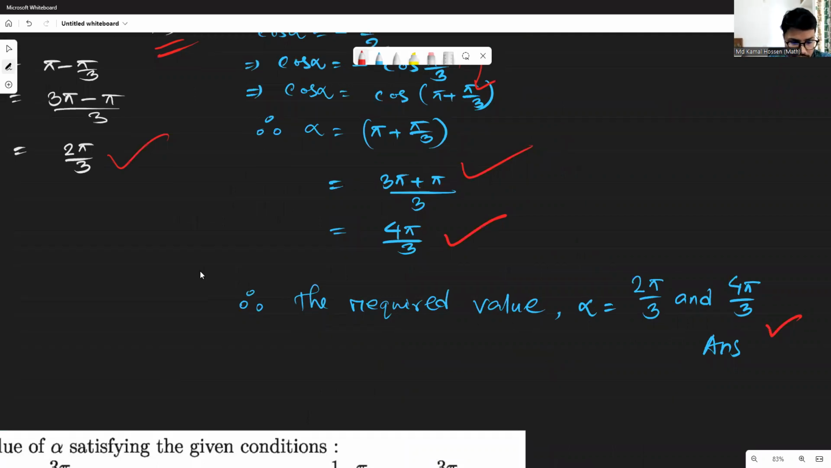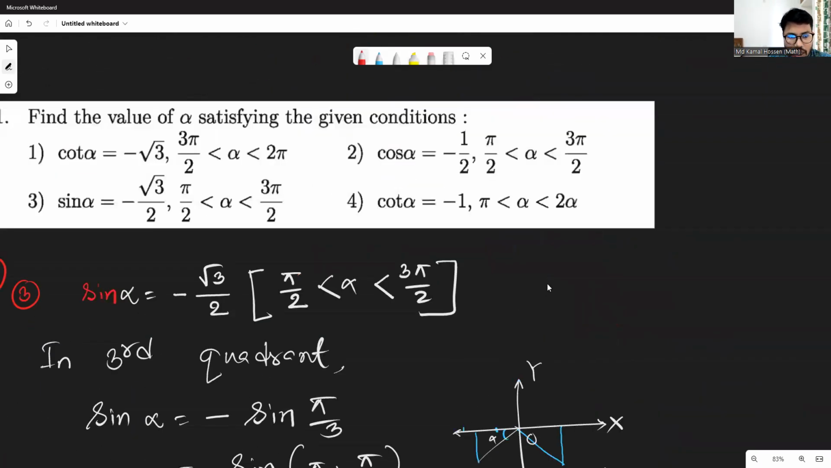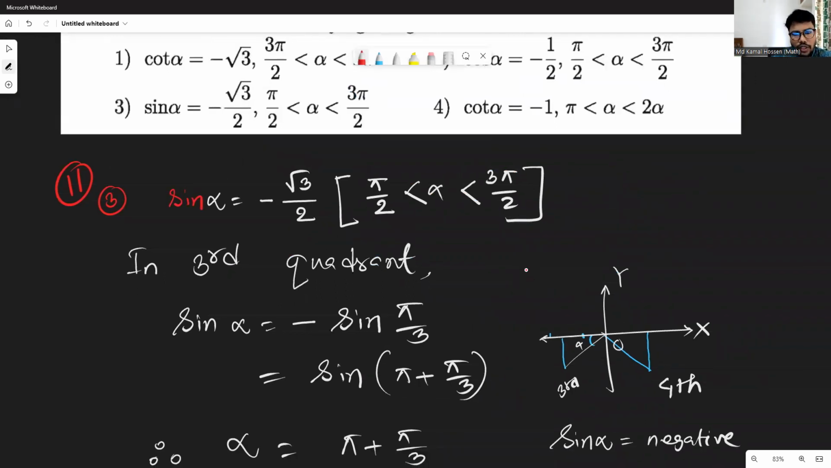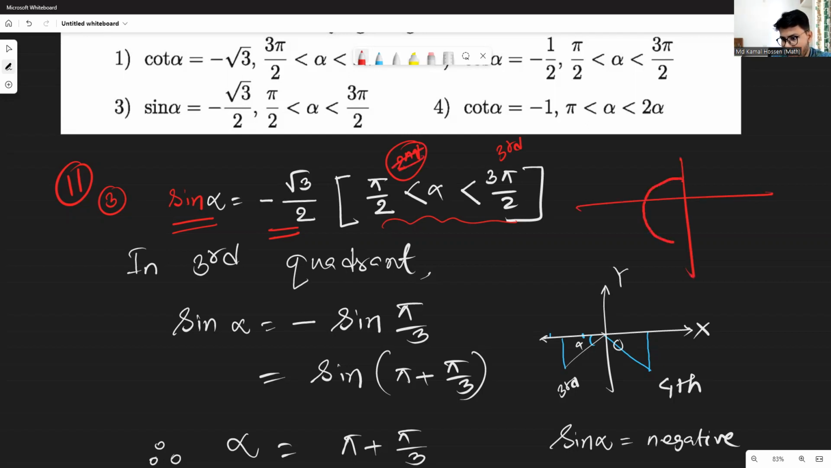Dear students, now let's see the next question. Question number 3: sin theta is negative, and the given condition is greater than the second quadrant, smaller than the third quadrant. Sorry, greater than the first quadrant. If we write it here, it is greater than 90 and smaller than 3 pi by 2, so pi by 2 and 3 pi by 2. Together these are two quadrants, the second quadrant and the third quadrant.